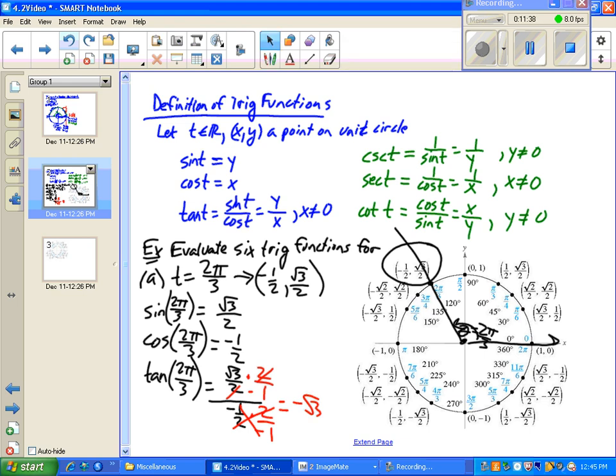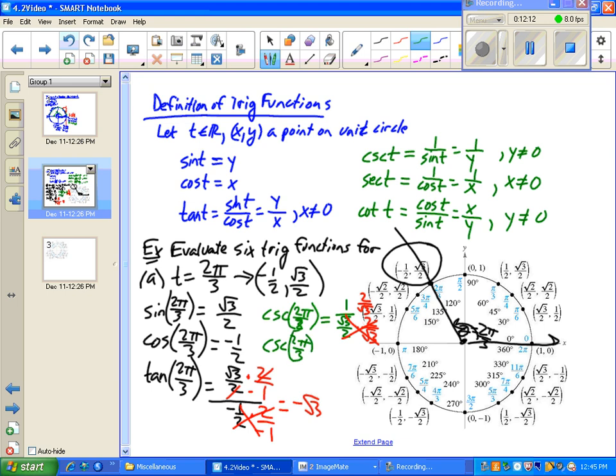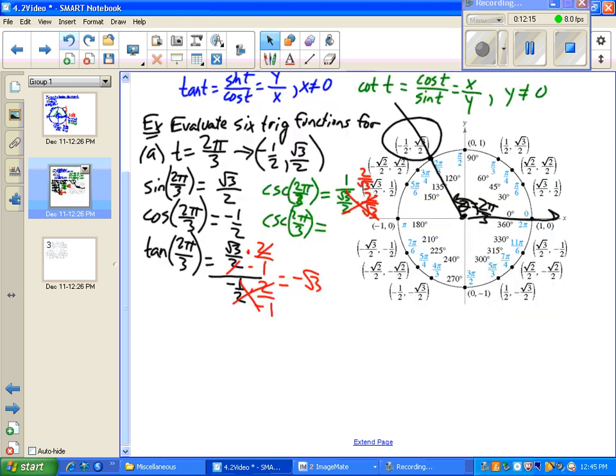And then we do the reciprocal functions here, so the cosecant. Let's find the cosecant of t. Cosecant of 2 pi thirds, which is 1 over the sine, right? What was the sine? Root 3 over 2. Of course, we got to simplify that. 2 over root 3. So this cosecant of 2 pi thirds ends up being 2 over root 3.